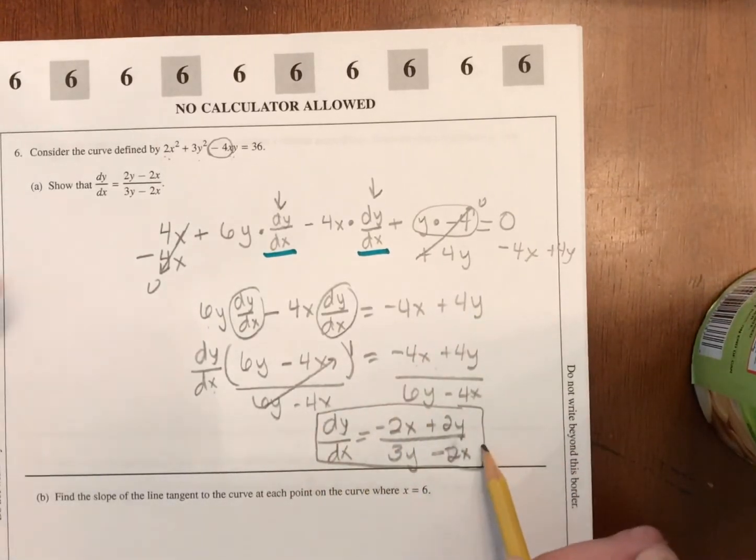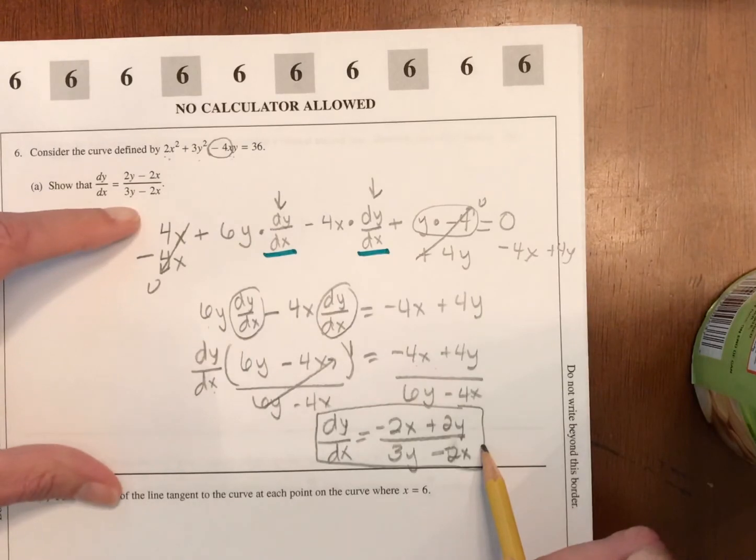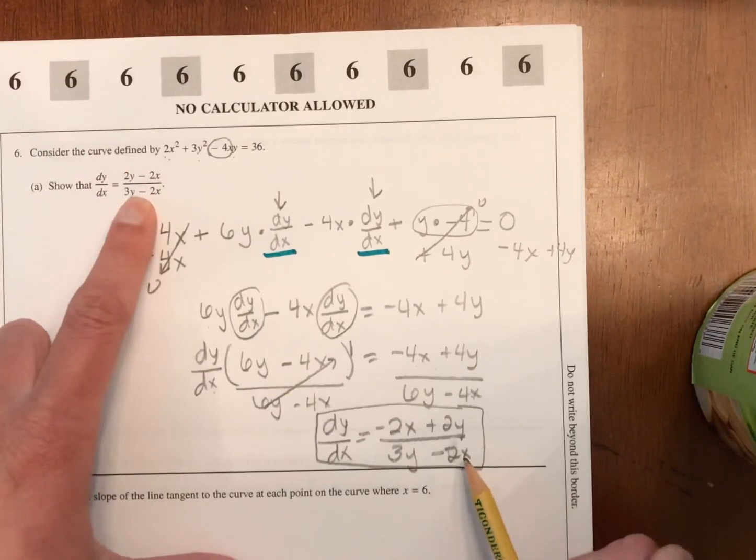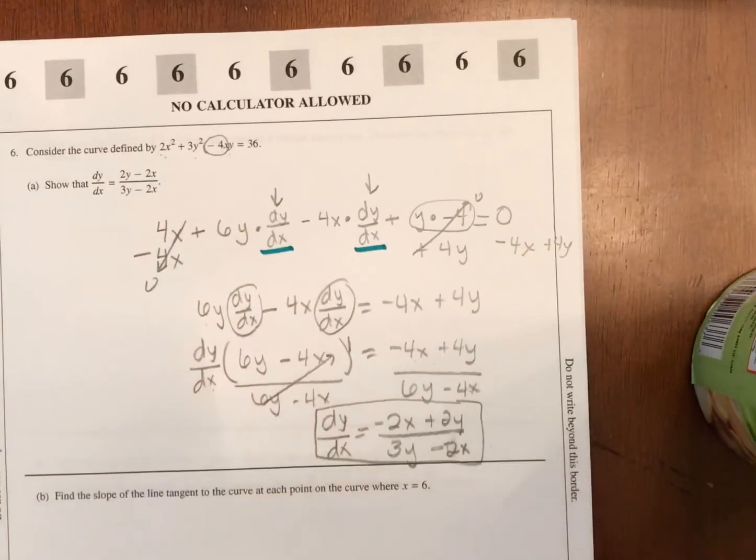Okay, so this is practice of implicit differentiation from chapter 4. A lot of you did really great here. Everybody was earning full credit. You have been given the answer. You're just verifying that that's correct.